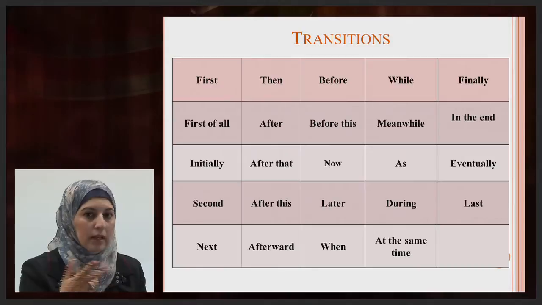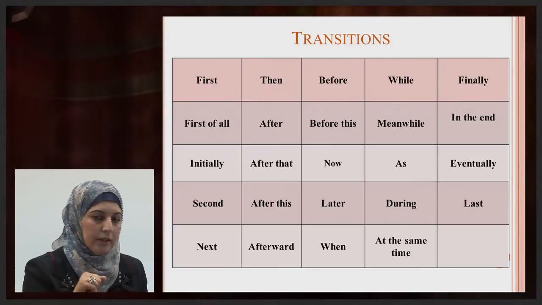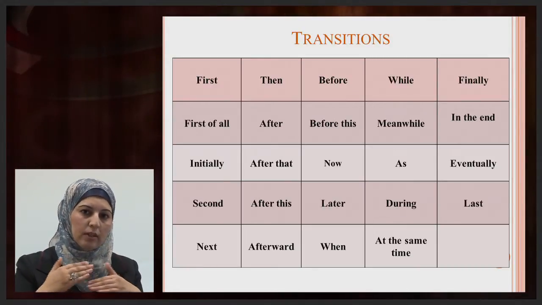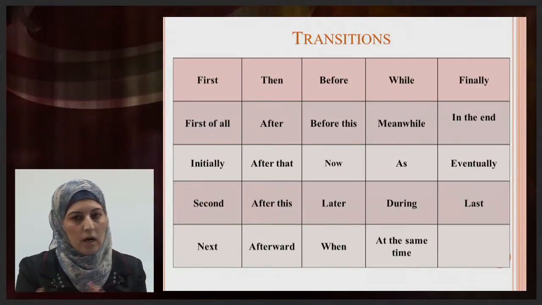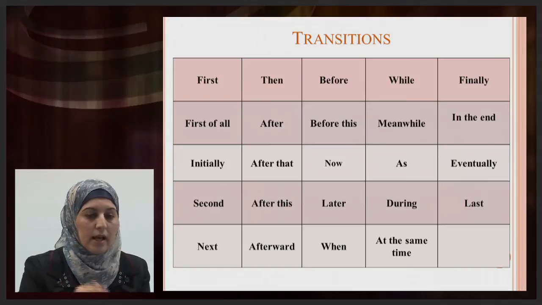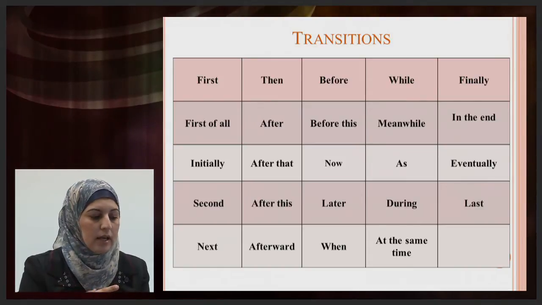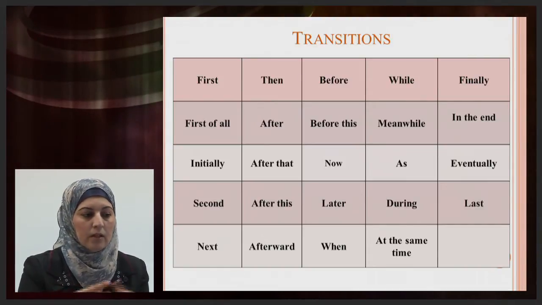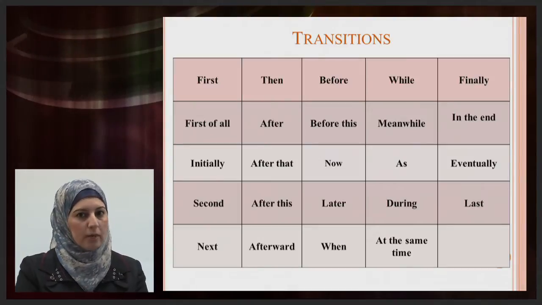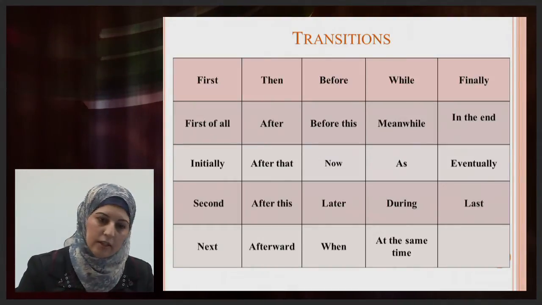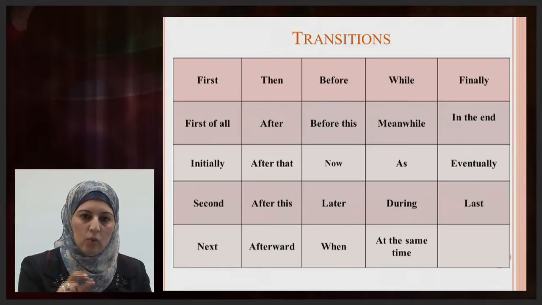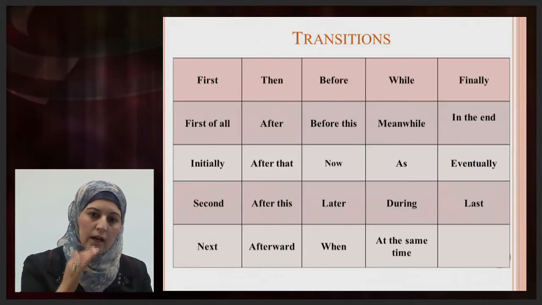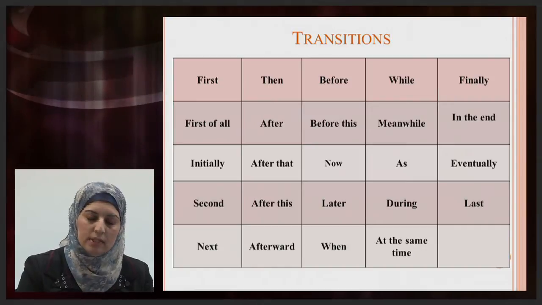Now when you are explaining two things happening at the same time, so you may use while, meanwhile, as, during, at the same time. Then when you come to the last step, you may say finally, in the end, eventually, last. So these words help the listener how you are moving through the steps.